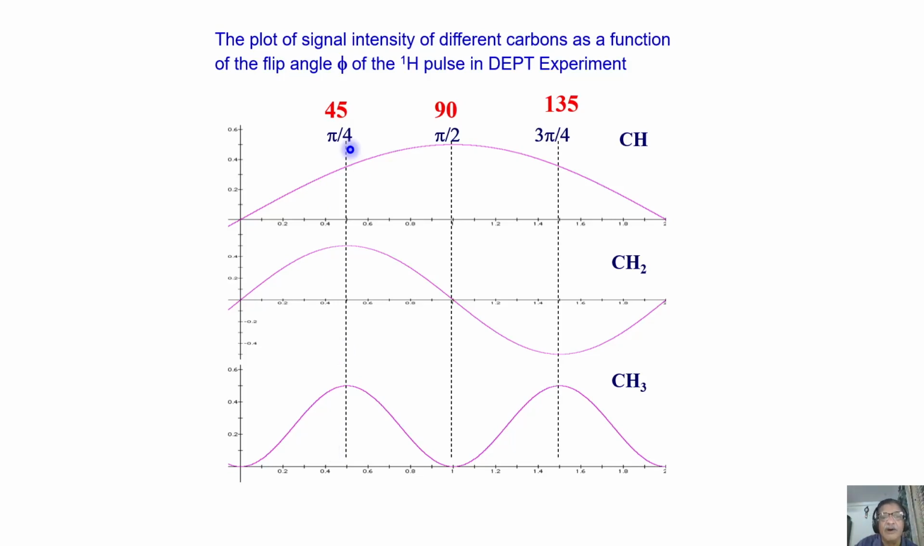Fine. Now I will take an experiment with 90 degree phi angle. Very interesting thing happens. You see that the intensity of CH2 carbon becomes 0, intensity of CH3 carbon becomes 0, whereas CH carbon is positive. Well, there's one way to identify. I take this molecule with different carbons, I do a DEPT experiment, keeping the flip angle of the pulse as 90 degree. Then you will remove all carbons which are CH2 or CH3 attached. That will not come at all. You get only the CH spectrum.